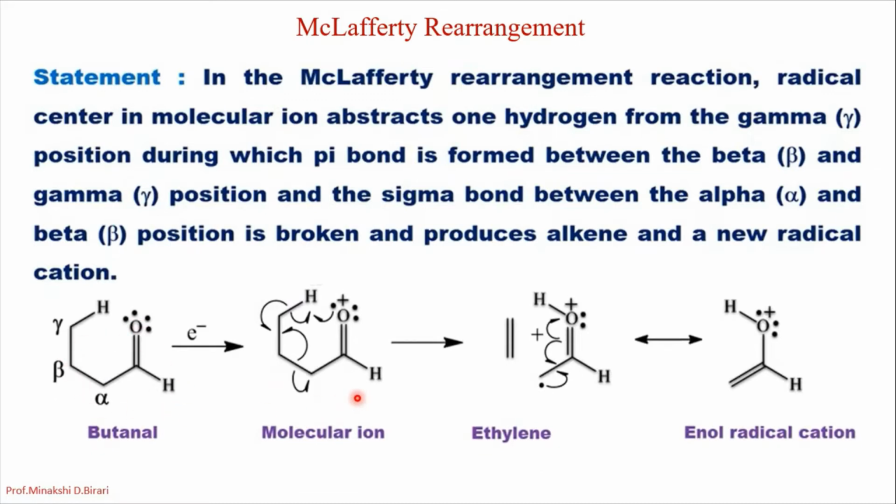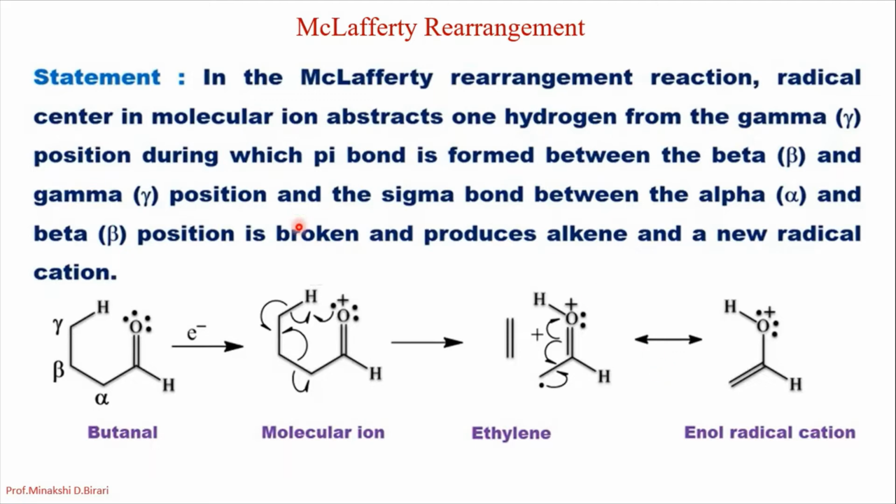So this will be the example, that is butanal, that can satisfy both conditions, that is having pi electrons, also a heteroatom, and the gamma hydrogen. So it can satisfy the condition to undergo McLafferty rearrangement. The McLafferty rearrangement involves the cleavage of the alpha-beta bond followed by transfer of a gamma hydrogen atom. This leads to the elimination of a neutral molecule.